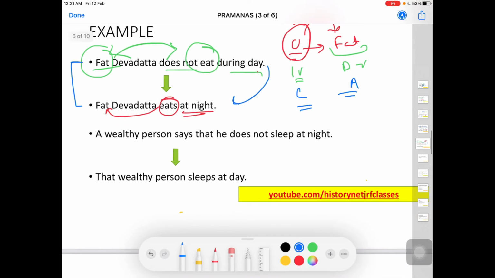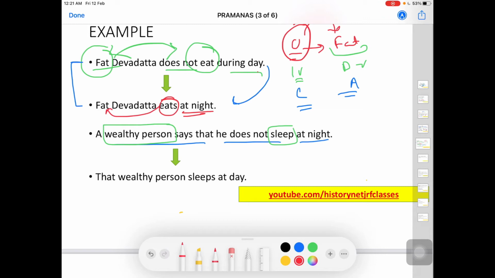Next is, a wealthy person says that he does not sleep at night. So the person is wealthy and he does not sleep at night. The very first thing is that if you don't work, then you are not going to be wealthy, okay?